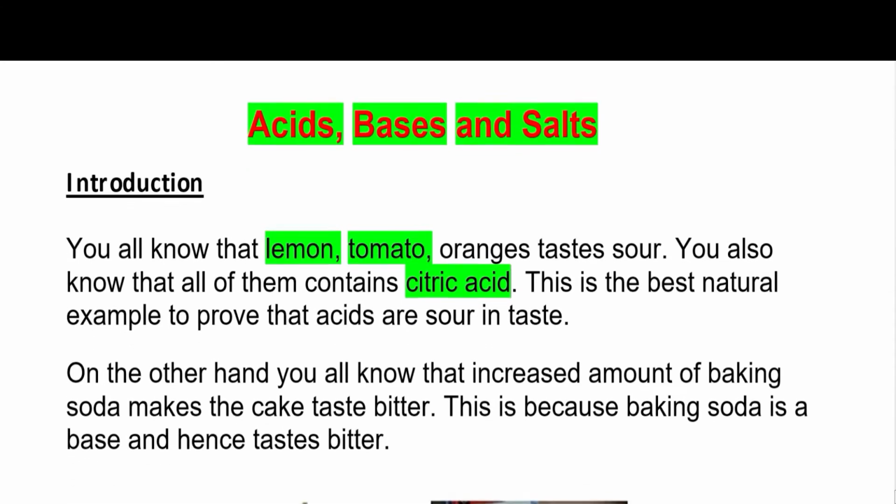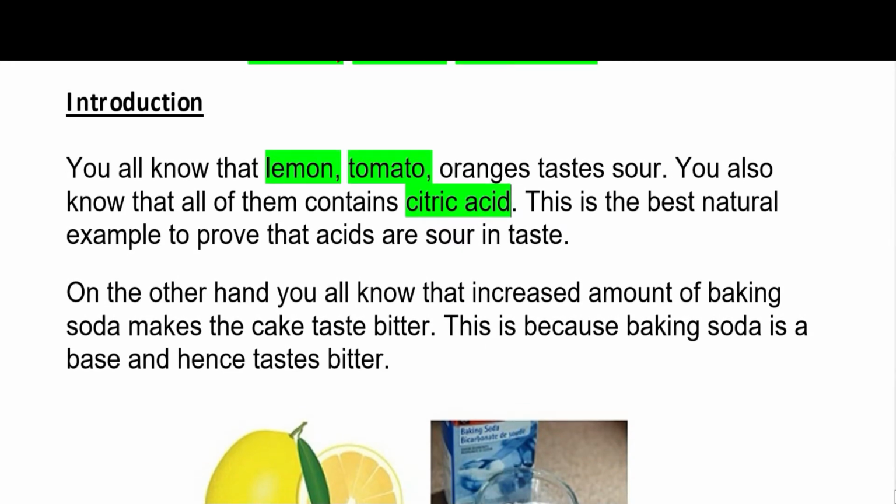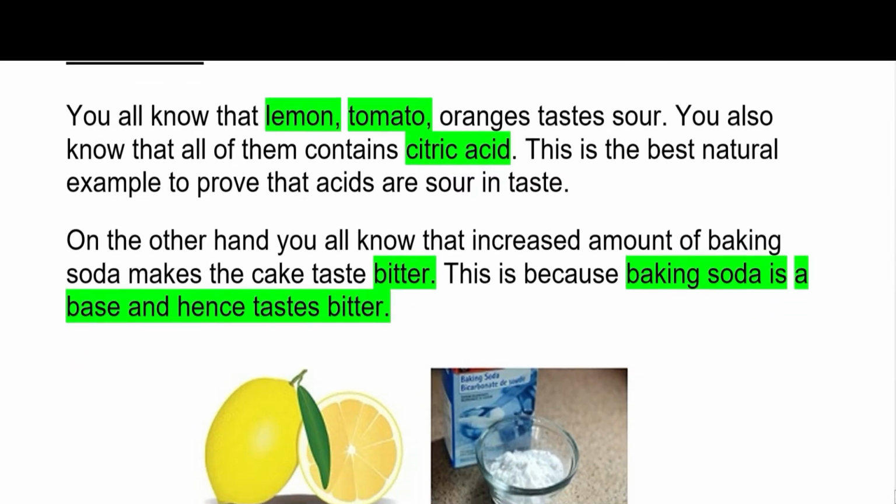On the other hand, we all know that an increased amount of baking soda makes the cake taste bitter. This is because baking soda is a base and hence tastes bitter. I have given some examples.